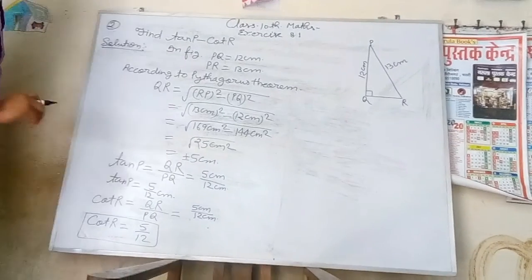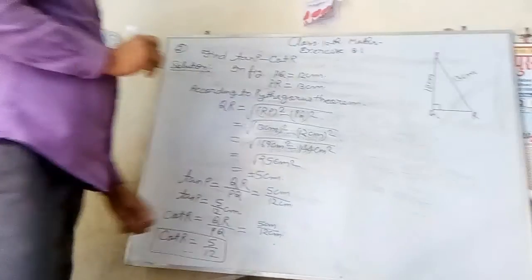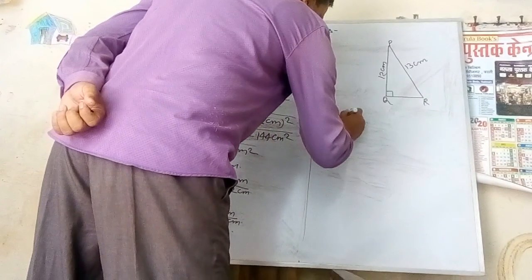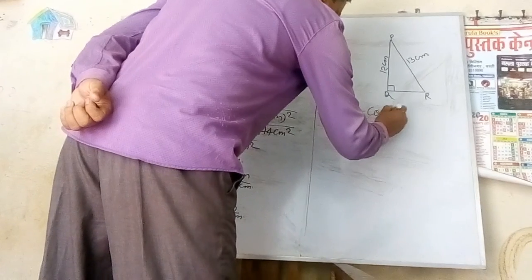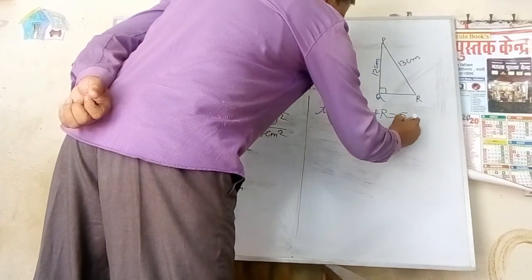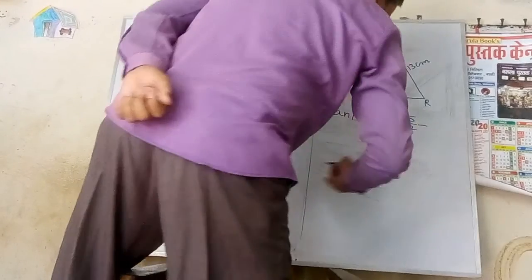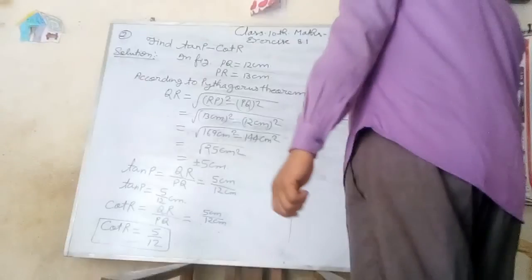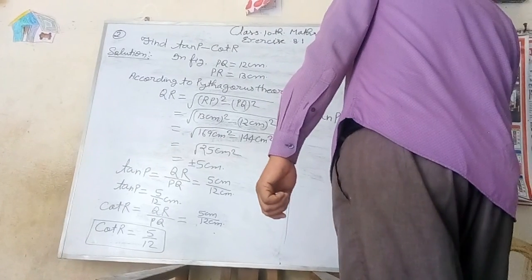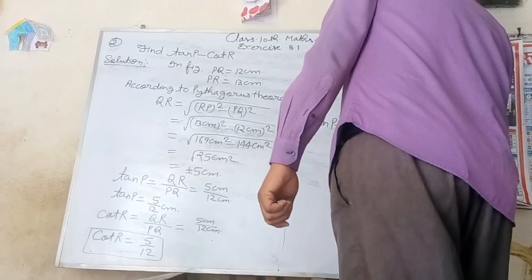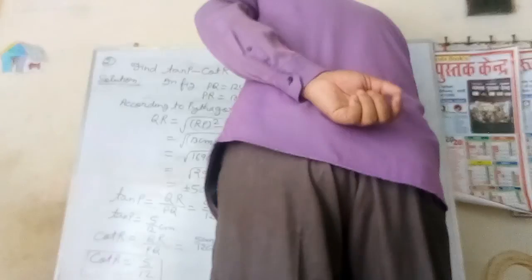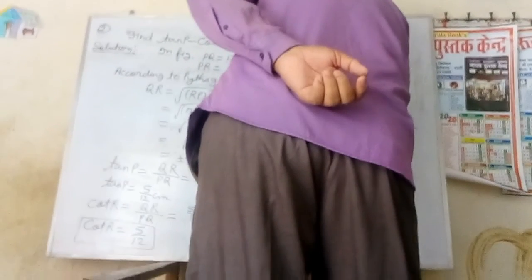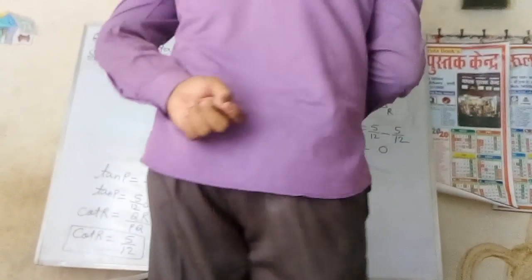So tan P minus cot R. Now tan P minus cot R equal to 5/12 minus 5/12 equal to 0. Tan P minus cot R equal to 0.